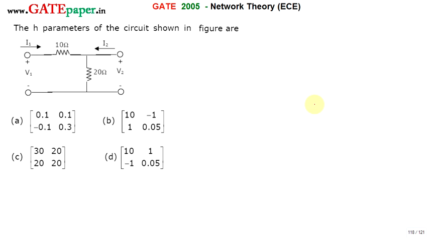Hello, we are discussing the GATE 2005 ECE paper. Look at the circuit shown. Find the H parameters of that circuit. The given circuit is a two-port network, and for that you are going to find the H parameters.